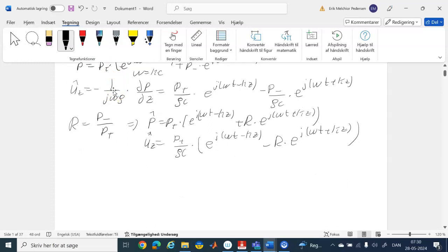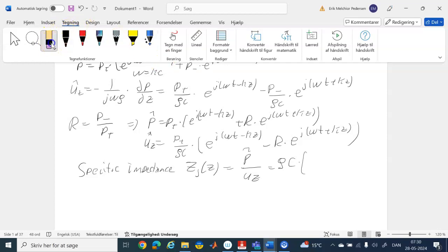Then we have the specific impedance, call it ZS. And Z is P hat divided by the particle velocity hat, and it gives us rho c times... I will wait a minute. I will do it easier here. So we get Z at z equal to 0 is P at 0 divided by the particle velocity at 0.